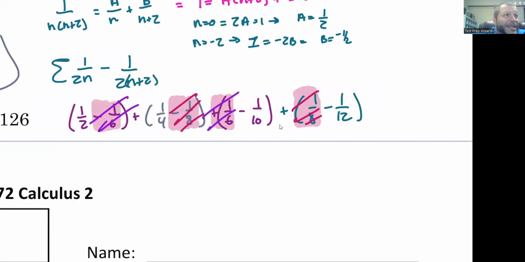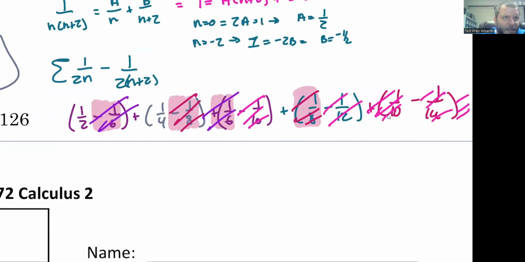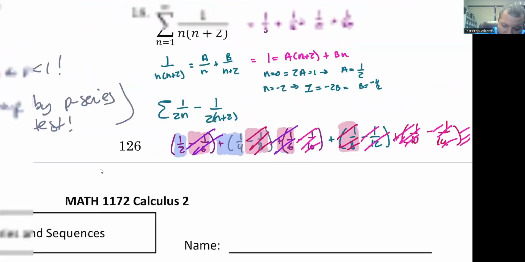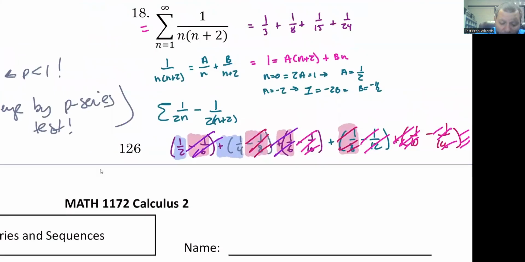So this 1/10 is going to cancel out with our next term, right? So when n is 5, I get 1/10 minus 1 over 14. So these terms cancel. This 1/12 is going to cancel with that. This 1/14 is going to cancel with the term next to it. So the only things that live on are this 1/2 plus this 1/4. So this is going to converge. And it converges to 1/2 plus 1/4, aka 3/4.